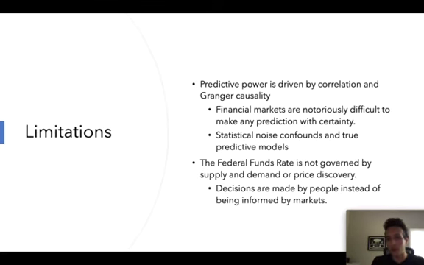The federal funds rate is not governed by supply and demand or price discovery. Decisions are made by people instead of being informed by the markets, meaning that since these decisions are only made once every 6 weeks and don't fluctuate all that often, we are not seeing the same type of correlation or price discovery that we would see with other financial data, making it significantly more difficult to make any kind of true predictive model.